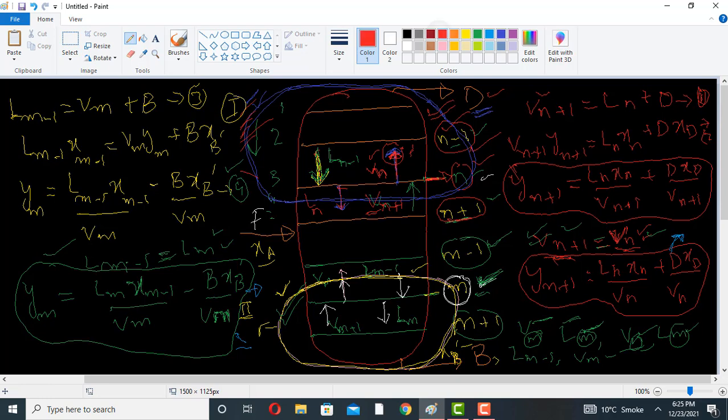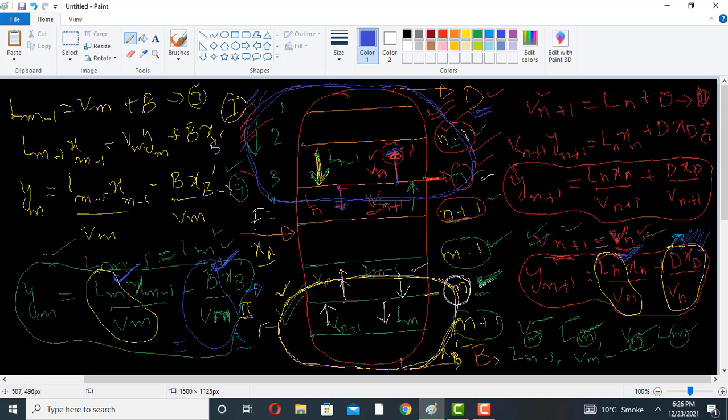Now what will be the slope of the rectifying line equation? This will be the slope of the rectifying line, and this will be the y-intercept of the rectifying line. Similarly, this will be the slope of the stripping line, and this will be the y-intercept of the stripping line.